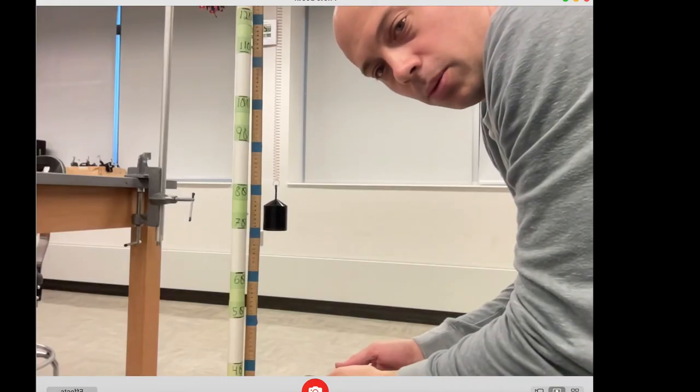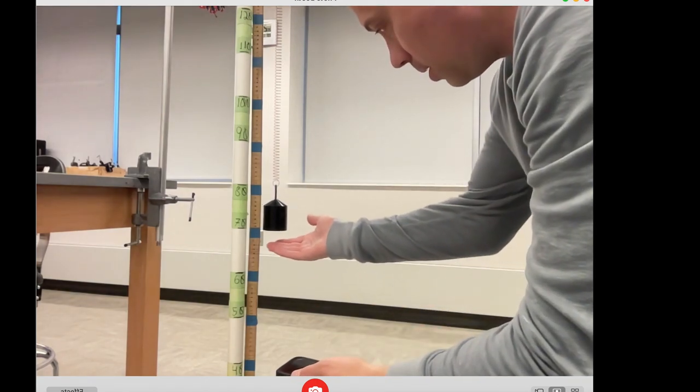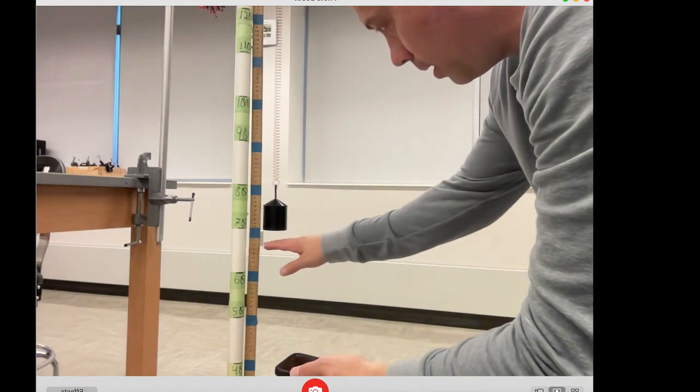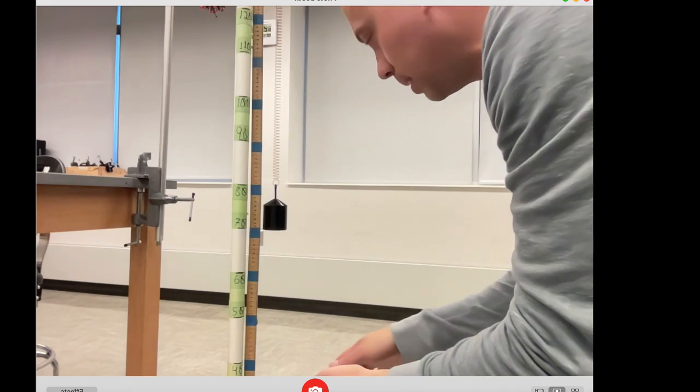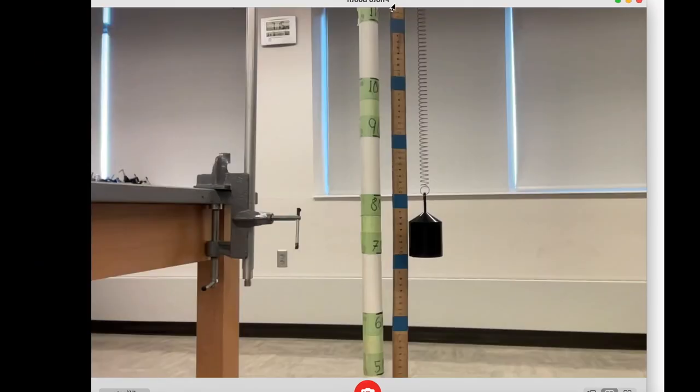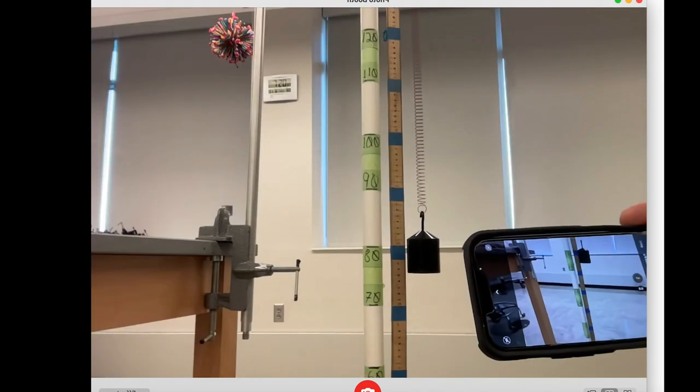Okay, so I've got a 1,000 gram mass hanging from a spring. I lined it up so the bottom of the mass is about even with the 70 centimeters above ground mark. So my goal here is going to be to take regular snapshots.